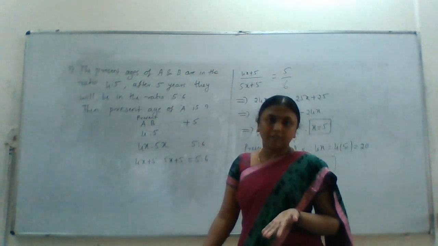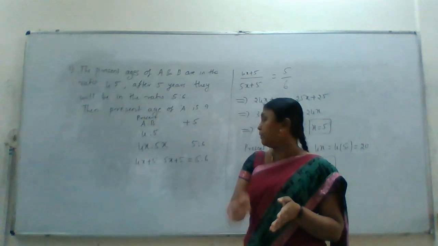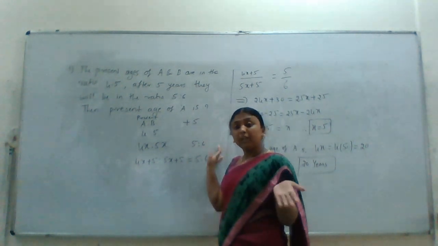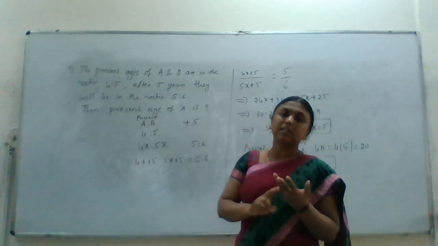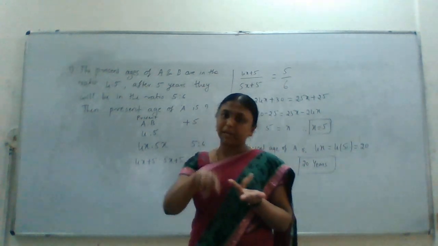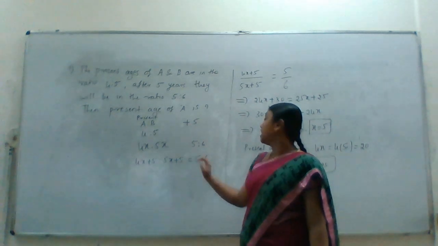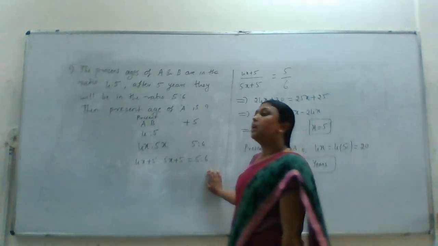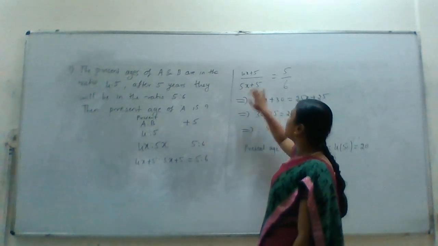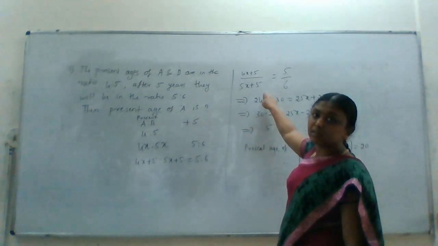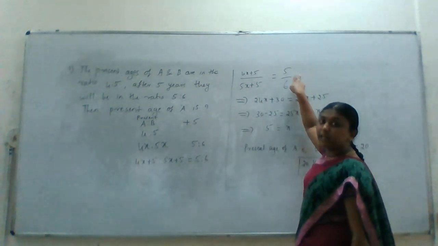After 5 years, this ratio will be 5:6. After 5 years means you should add 5 years for A and 5 years for B. So 4x plus 5 is to 5x plus 5 is equal to 5:6. How do you write this? 4x plus 5 divided by 5x plus 5 is equal to 5 divided by 6.